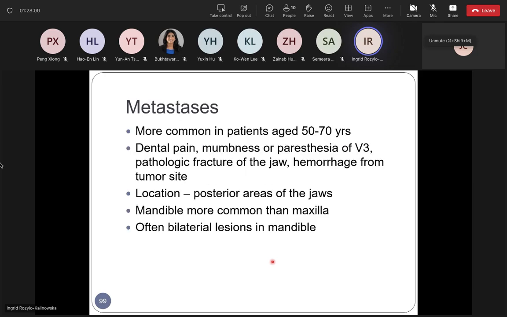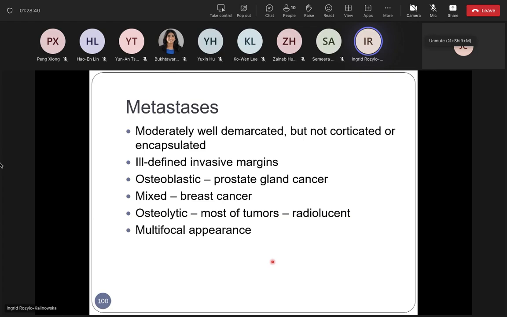Then there's an issue of metastatic disease, and metastasis can be found also in the jaws. Like with everything that involves bone marrow, the mandible will be more affected than the maxilla, because in the mandible you just have more bone marrow. And we always say metastasis, but it can be one metastatic tumor, so it doesn't mean that you need to have multiple lesions in order to be able to diagnose a metastasis.